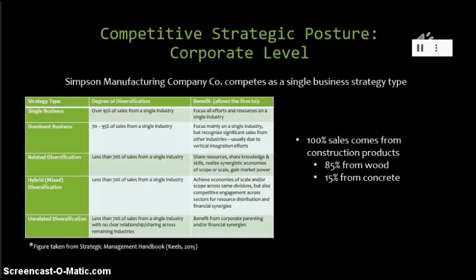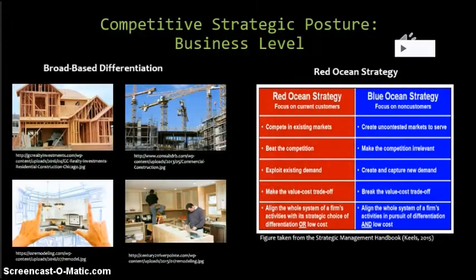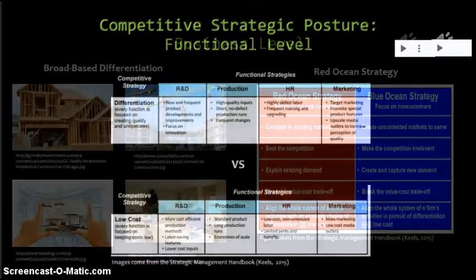When assessing Simpson Manufacturing Company's strategic posture at a corporate level, we determined that they have a single business strategy type. This is because 100% of their sales comes from a single industry, the construction. Next, we concluded that the firm uses a broad-based differentiation strategy. They focus on several different markets within their industry, including residential construction, industrial and commercial construction, remodeling, and DIY projects. Since they focus on their current customers rather than their non-current customers, they're considered to have a red ocean.